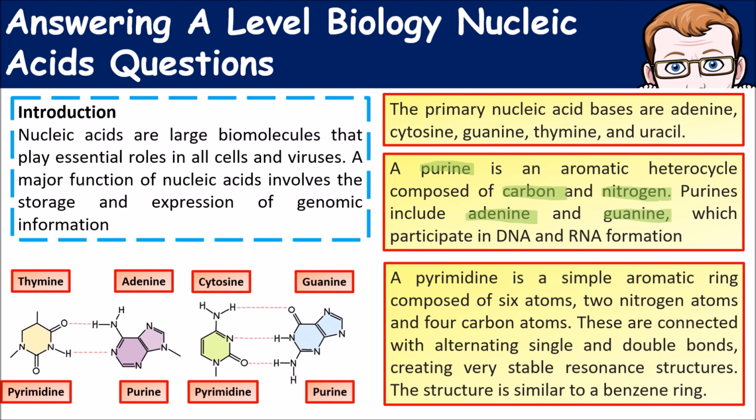The other type is a pyrimidine. A pyrimidine is a simple aromatic group composed of just 6 atoms, 2 nitrogen atoms and 4 carbon atoms. These are connected by alternating single and double bonds, like we can see on the diagrams, and this creates a relatively stable structure. If anyone does chemistry, they are very similar to benzene rings. Our purine has 2 rings stuck together, and our pyrimidine just has the 1 ring.